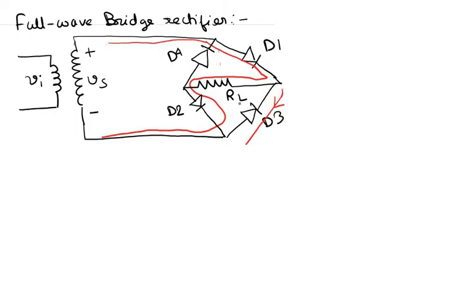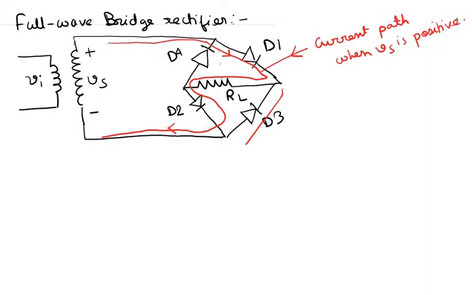Okay, so current would flow through D1, then through the load resistor RL, and then through D2, and then to the ground. Okay, so this is the direction of flow of current when our Vs is basically positive. So this is the current path when Vs is positive.